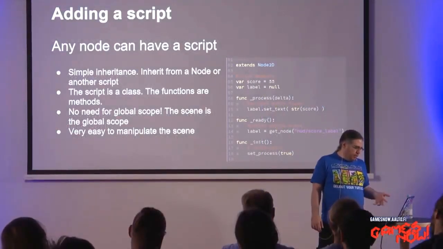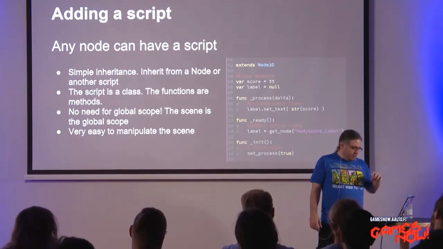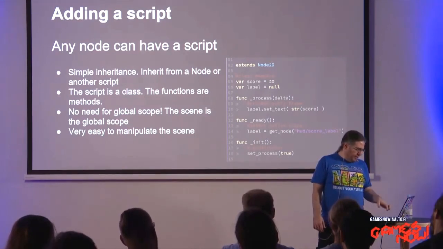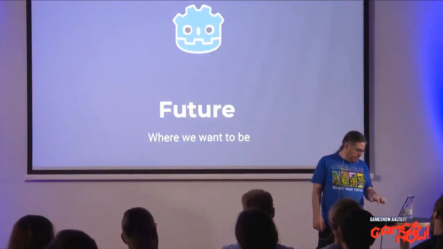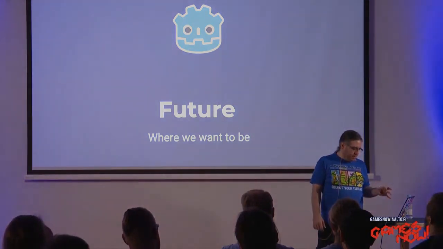No need for global scope, because the scene is like a global. If you want a global thing, you put a global node on the scene. Okay, so that's an introduction. We're going to do a workshop.